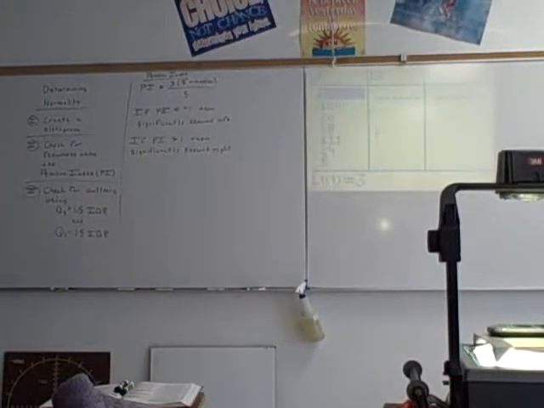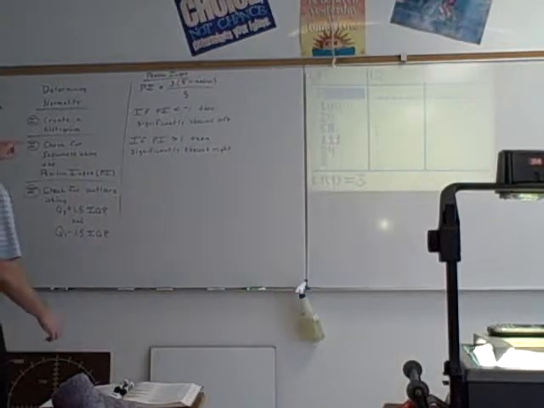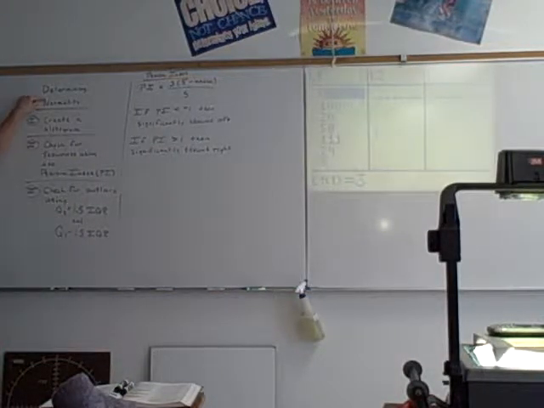This is lesson 6-4, number 40, and the question's about determining normality. So you're trying to determine whether something's normal, whether the data is normally distributed, bell-shaped or not. There's three ways that we're going to do that.